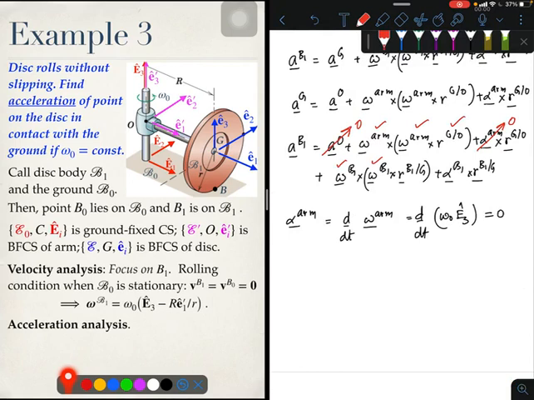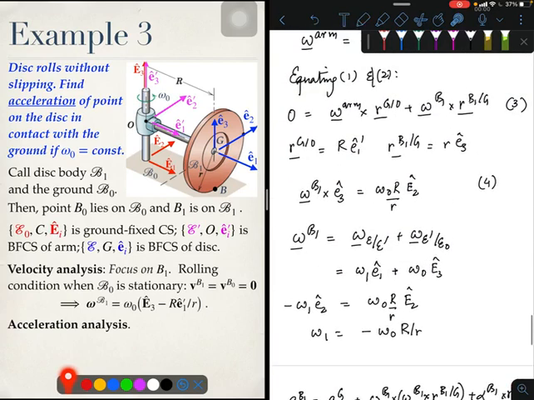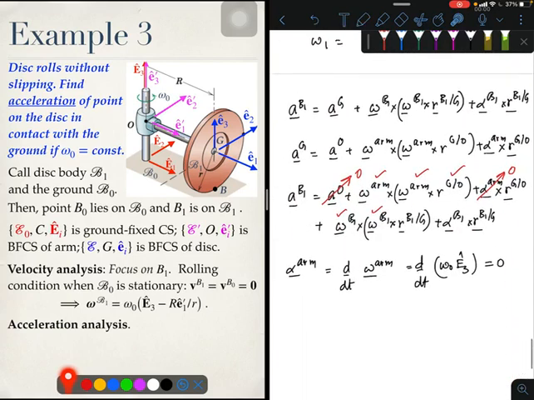As I had said, when doing the acceleration analysis, you may find that you do need quantities which can only be found by velocity analysis. Here they are. We need omega b1 and we can only have found it if we had done the velocity analysis earlier, which we have. RB1G again we know. So now it's a question of, do I know alpha b1? Well, how do I find the angular acceleration of the disk? I take the angular velocity of the disk and I differentiate it.